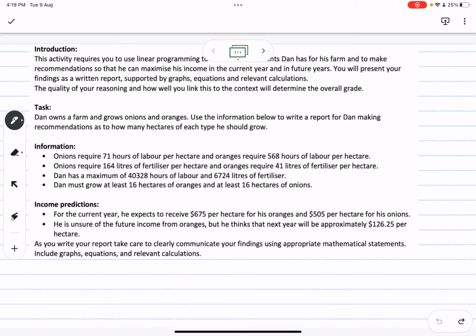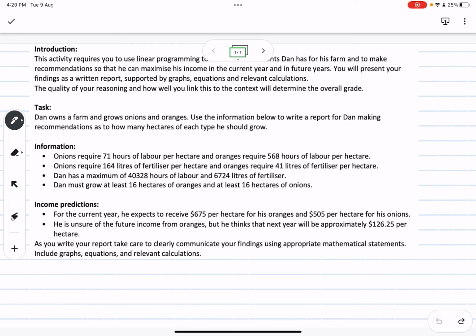Kia ora. In this video, we're going to have a look at an example task. This is a reasonably straightforward one to give you an idea of what sort of questions you might get when you come to do this internal, and then after this, we'll give you a whole bunch of practice ones to do. So let's have a quick look at the task to start off with.